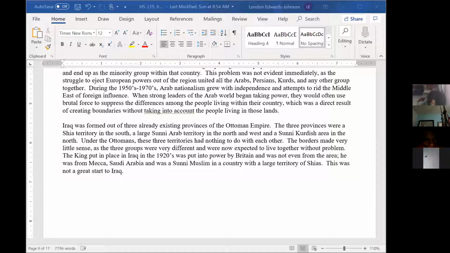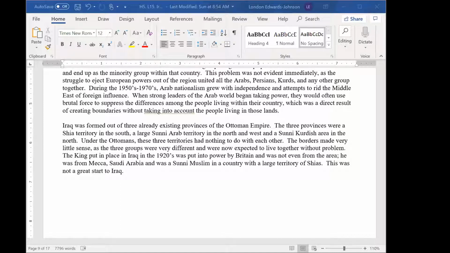Kevin, can you share the two problems that we read about? Two problems was that one already existed in the Ottoman Empire, and then another problem was that the borders made very little sense. In what way? Expand on that. Thank you. That there were already different ethnic groups living in different areas, so if you made different borders, they wouldn't live together. Yeah, no, that's excellent. That is great.